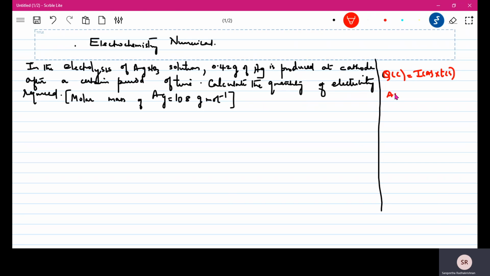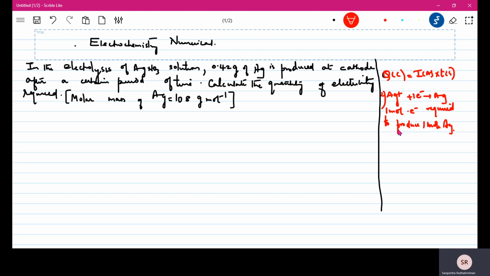usually write the half reaction, like silver goes to silver plus 1 electron, because there's only 1 plus here, 1 electron. So we say 1 mole electron is required to produce 1 mole silver. Okay. Third thing we need to remember is, suppose it is Cu, then it is Cu2+, so you will need 2 electrons. That means 2 mole electrons are required to produce 1 mole copper.